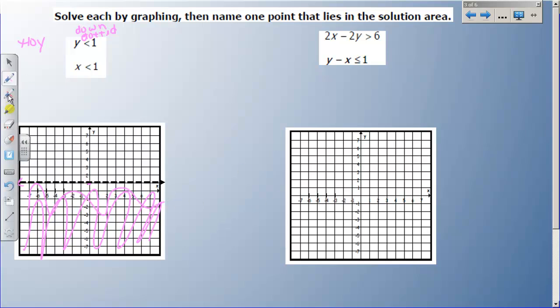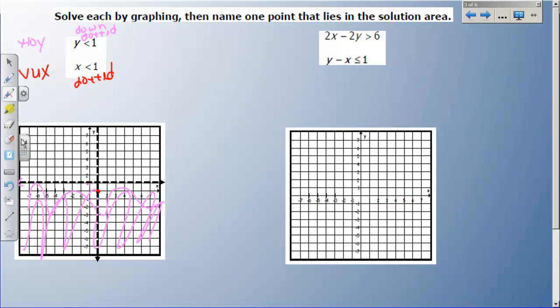So now let's do the x. x is less than 1. Well, this is going to be a vertical line because it has just the x. And because it is less than, and it's vertical, I'm not really going to shade down this time. I'm going to end up shading less than, which we'll talk about in a minute. But this is also a dotted line because it is just less than. So x equals 1 right here. And we're going to have a vertical line that goes through that point just like that.